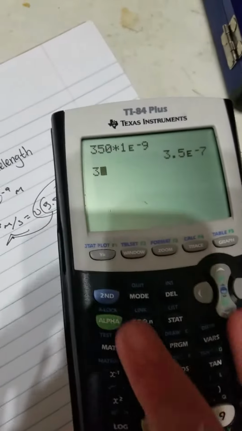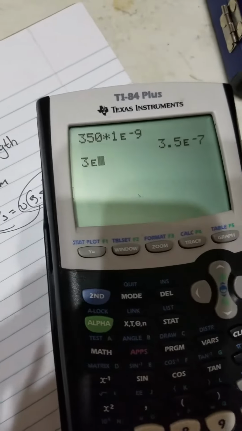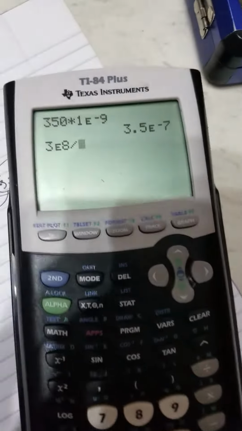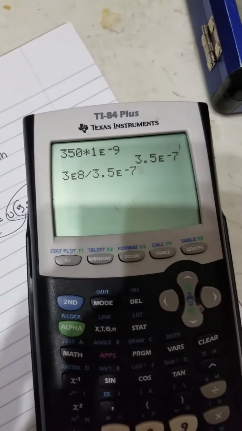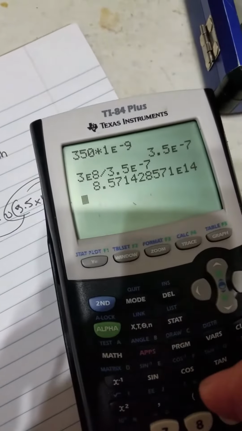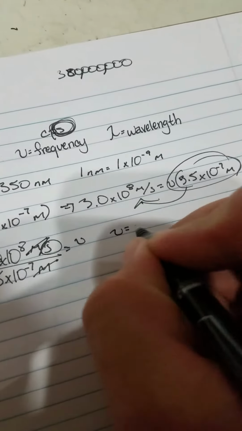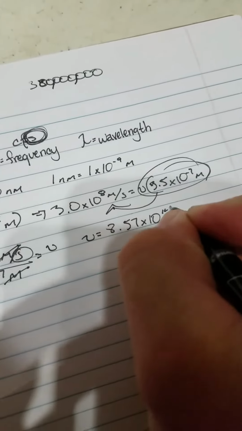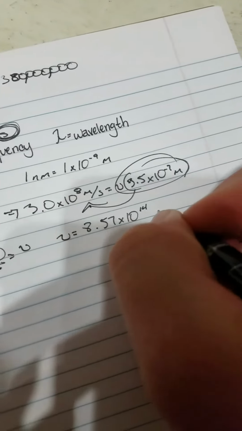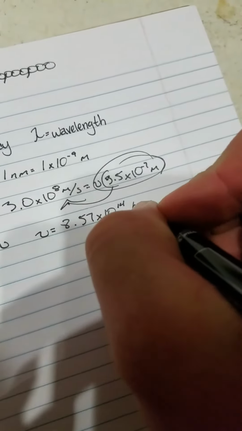So now you go over to your handy dandy calculator. 3 times 10 to the 8 divided by 3.5 times 10 to the negative 7 equals 8.57 times 10 to the 14. So nu, your frequency, equals 8.57 times 10 to the 14 cycles per second, or hertz. They're both the same thing.